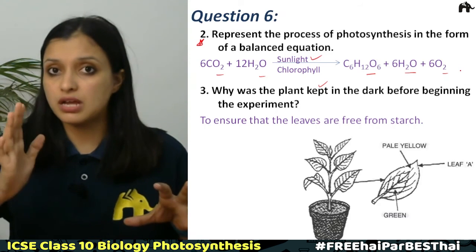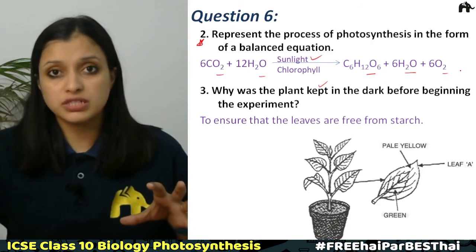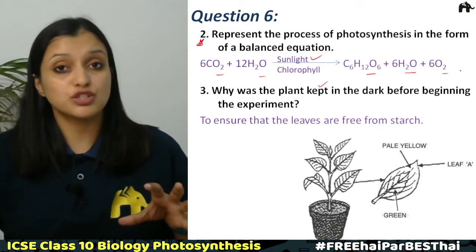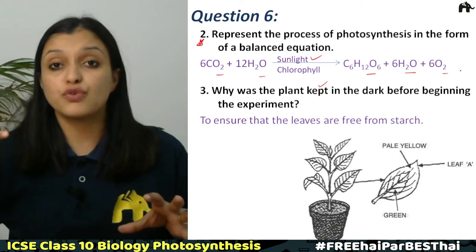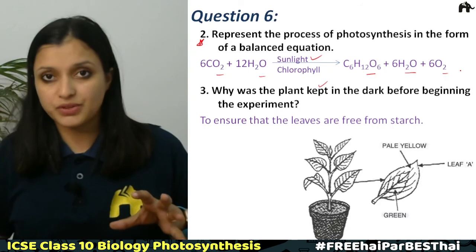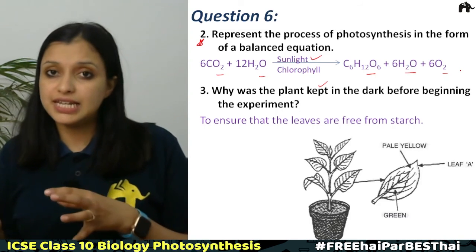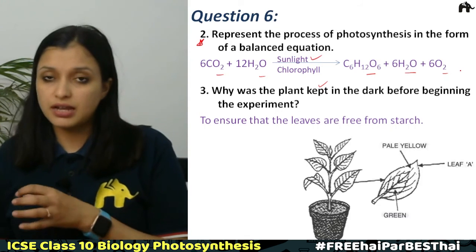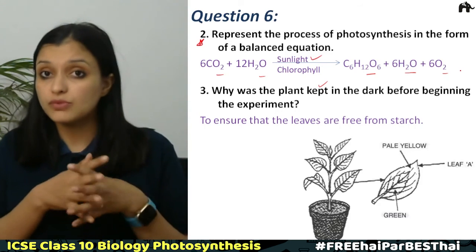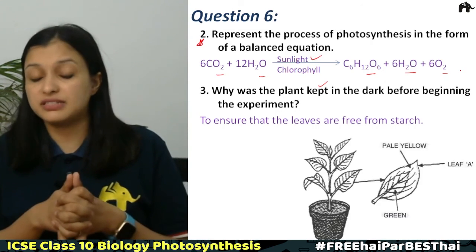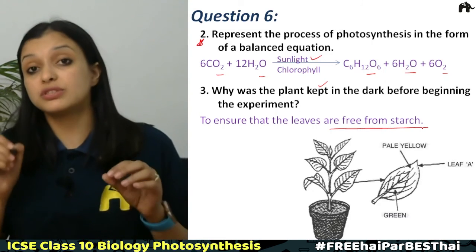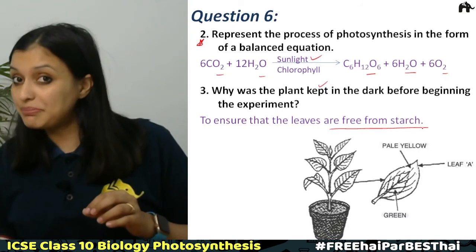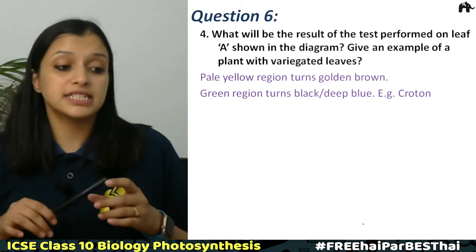Now keep it in the sun. Now there is carbon dioxide, there is water, there is sunlight, and there is chlorophyll. So now that starch formation will start, right? So we can easily test when we kept it in the dark and when we kept it in the sun. So what are the differences in the plants, right? So to ensure that leaves are free from starch, that is the reason why we kept that plant in the dark.